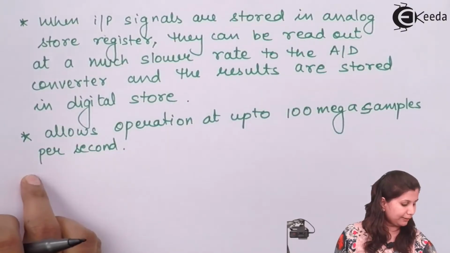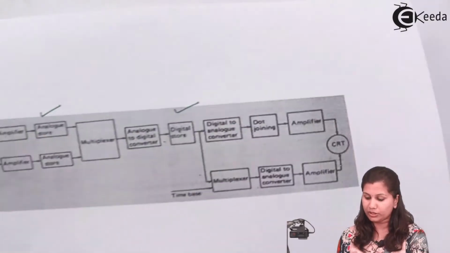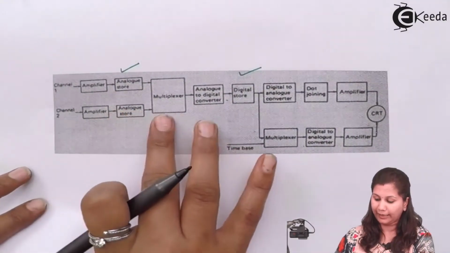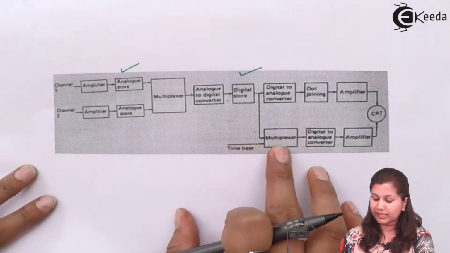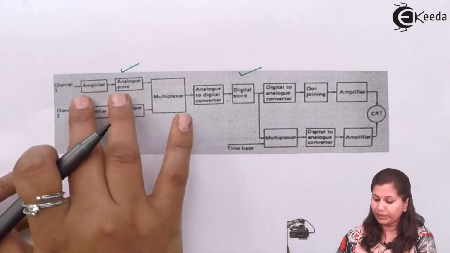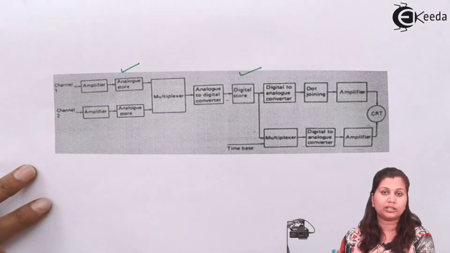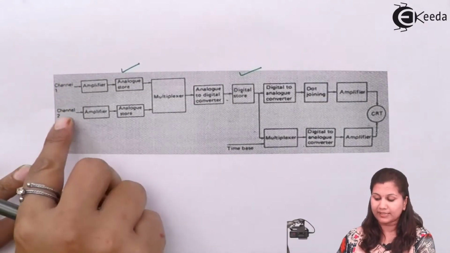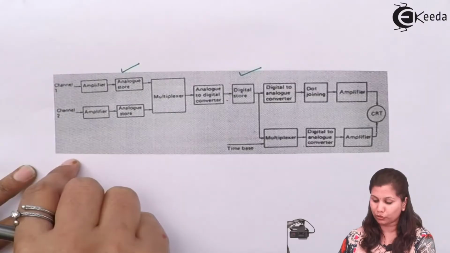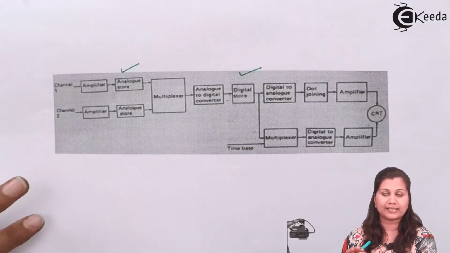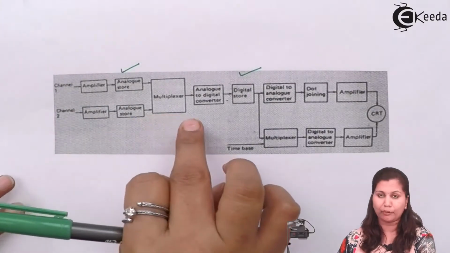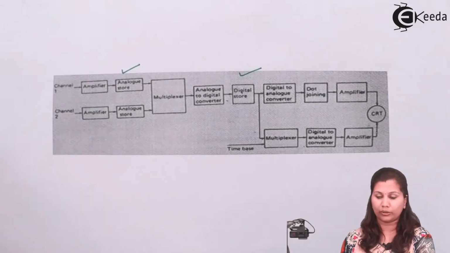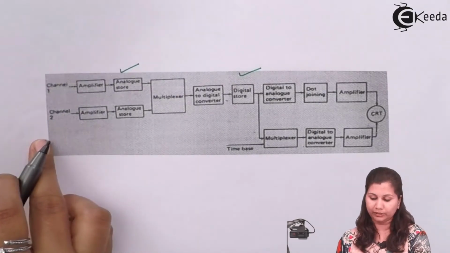Now in the block diagram, you have seen that we have used a multiplexer after the analog store also, and after this digital store. If we want any of the channels, there are multiple channels which can be connected with the oscilloscope. Those different channels can be selected with the help of this multiplexer. Okay, so many channels can be used.